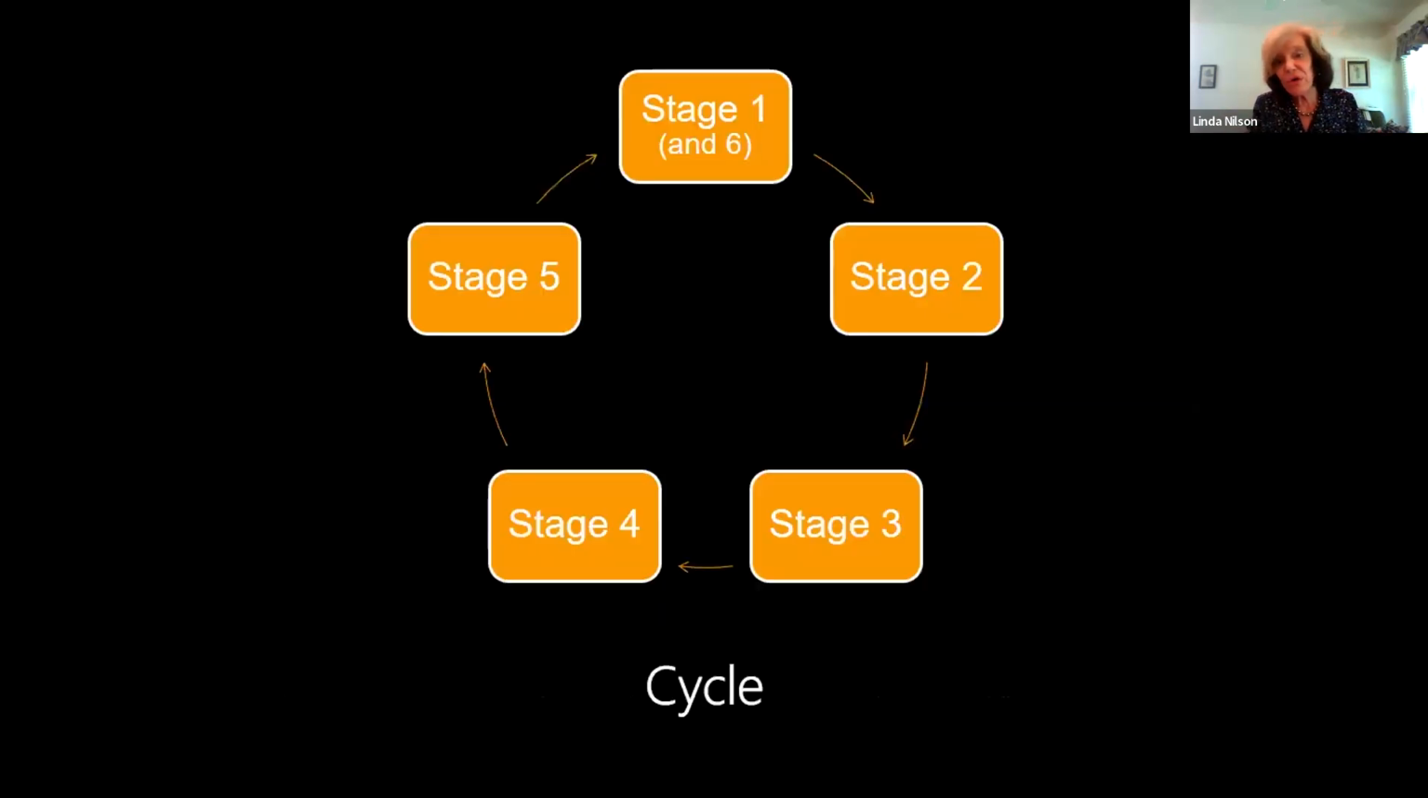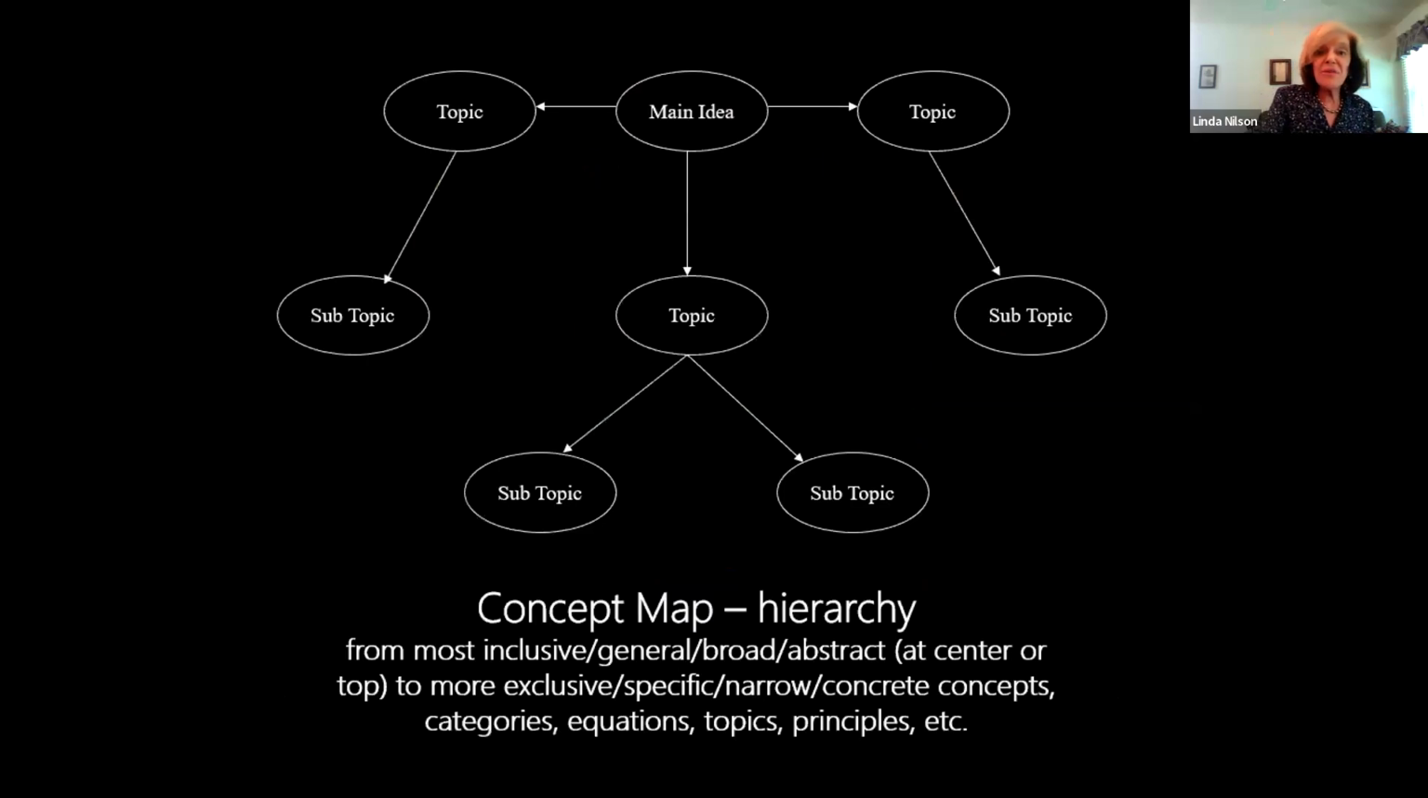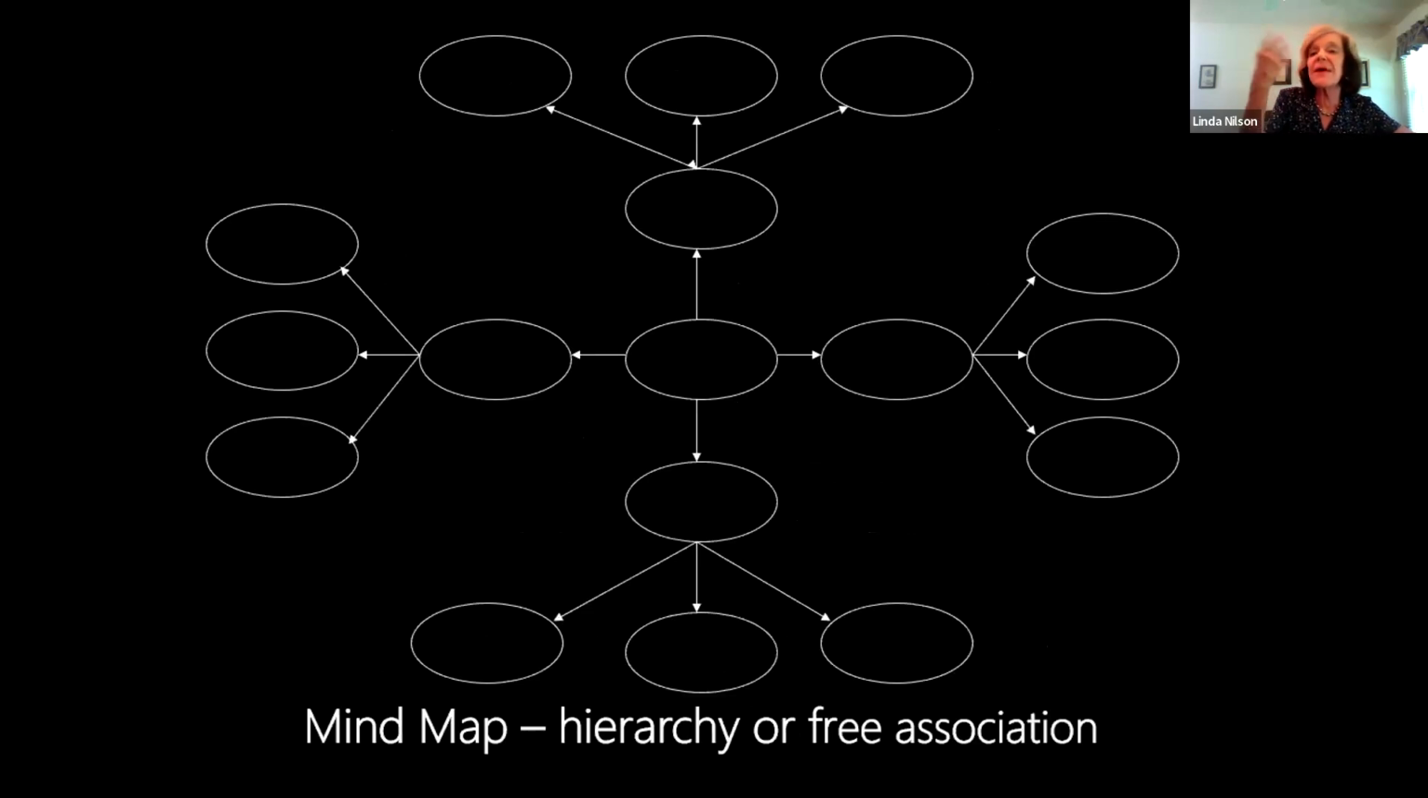Some knowledge really goes with a cycle, and other knowledge is best portrayed in a concept map, which is good for showing hierarchy. That is, from the most inclusive, general, broad, abstract concept or equation or topic or principle at the top in the center, going down through increasingly more exclusive, specific, narrow, and concrete concepts, topics, principles, etc. By the way, a mind map is really the same thing. It's hierarchical, but it's also used for free association.